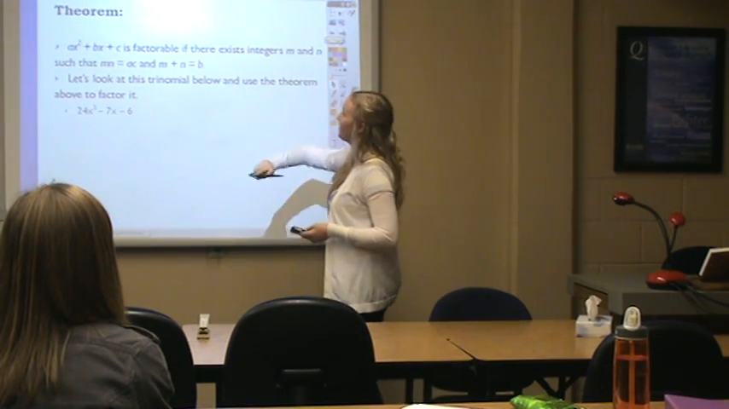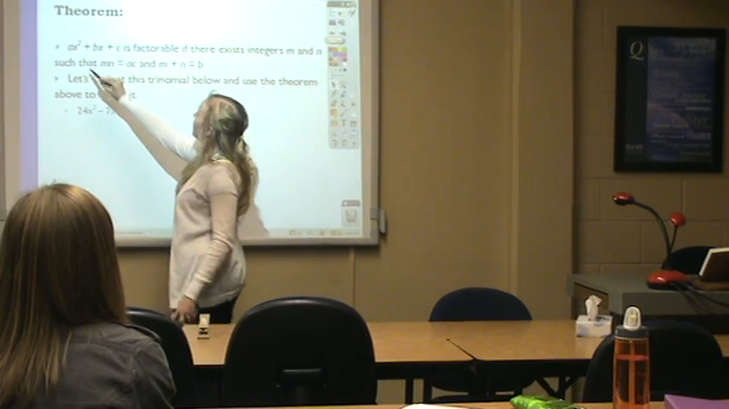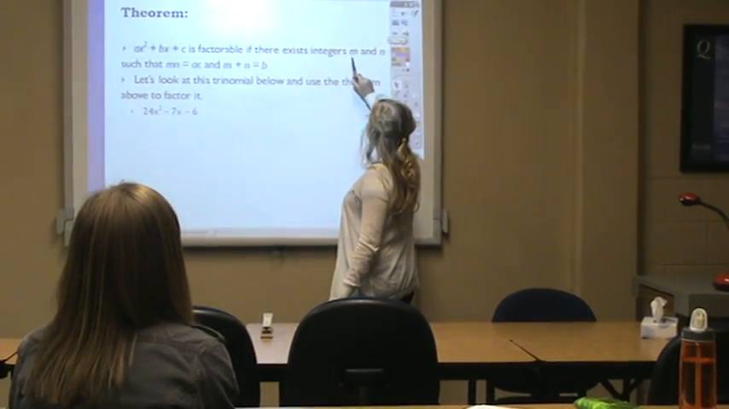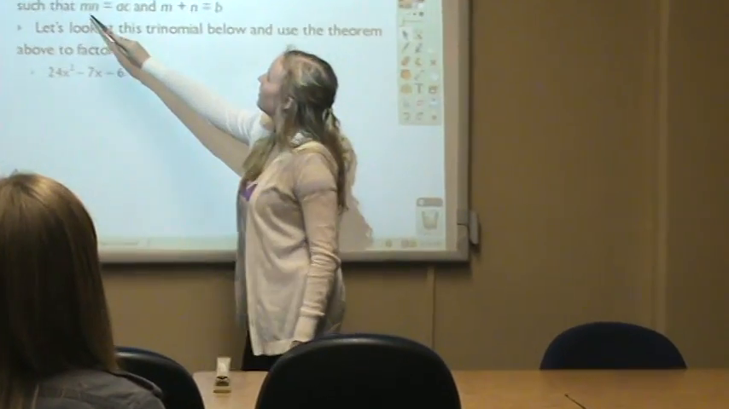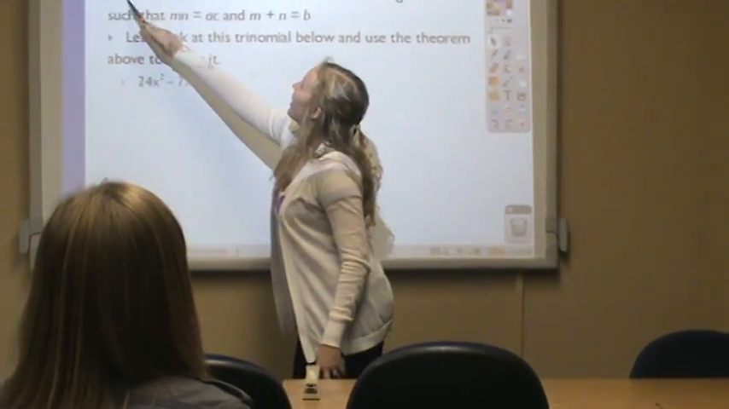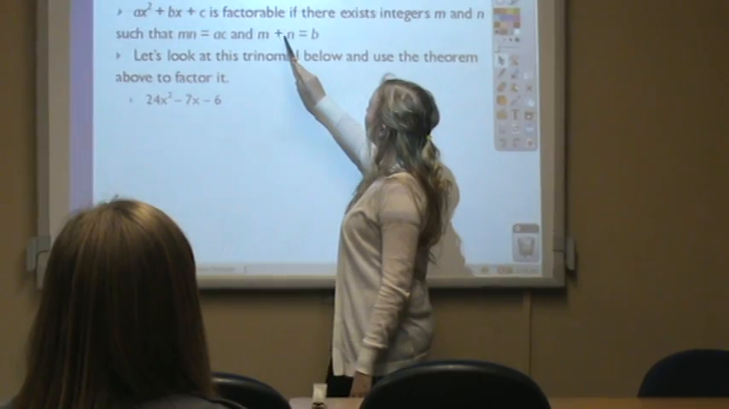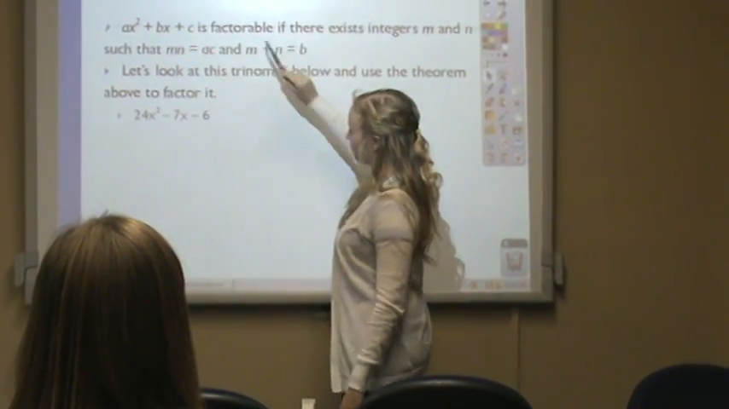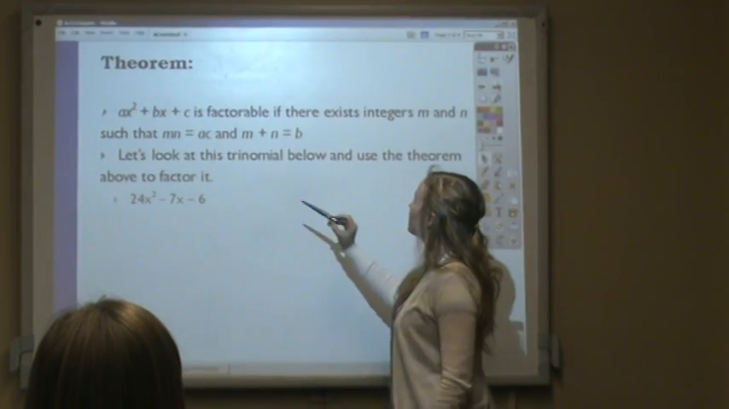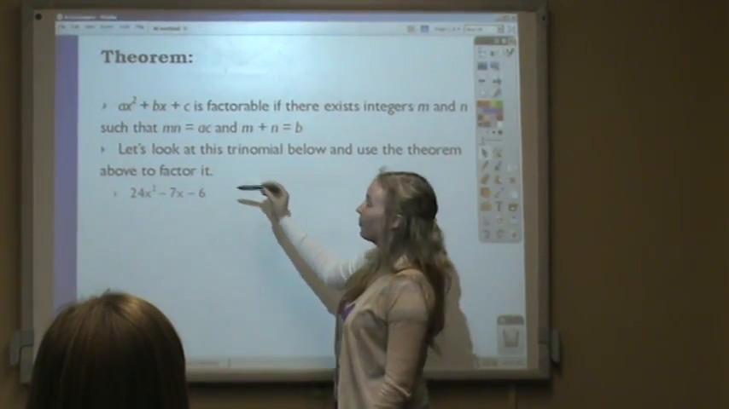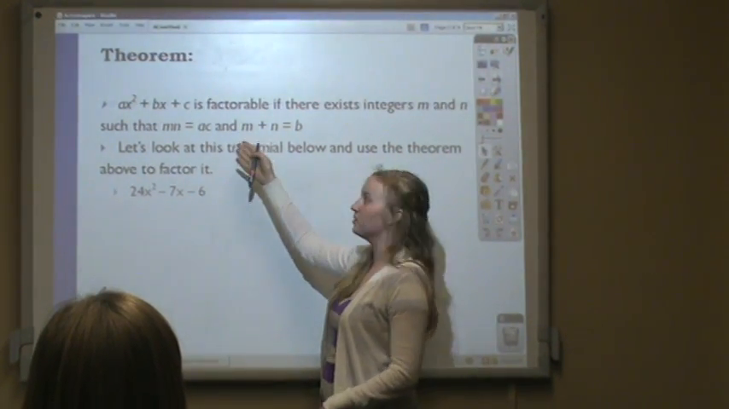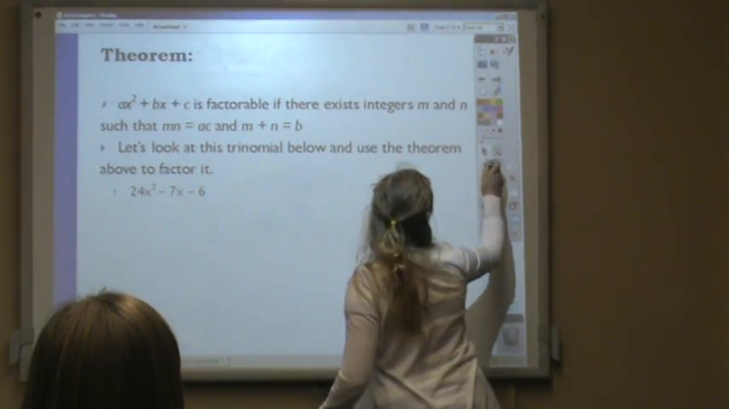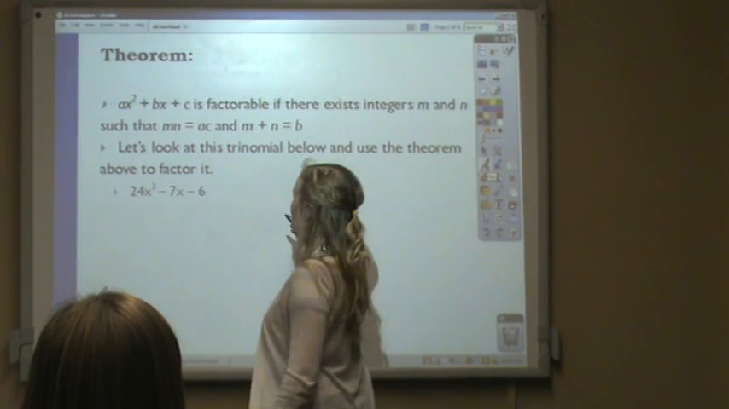So for the AC method, this is our theorem. You have ax squared plus bx plus c is factorable if there exist integers m and n, such that m times n equals a times c, and m plus n equals b. Right? Okay? So we're going to look at this trinomial below and work through this together using this theorem to show how it works.